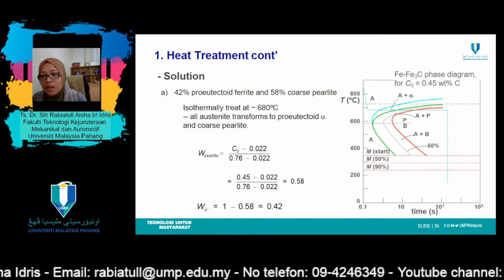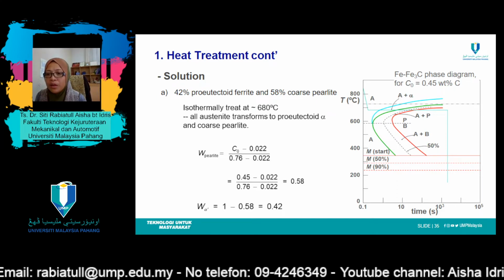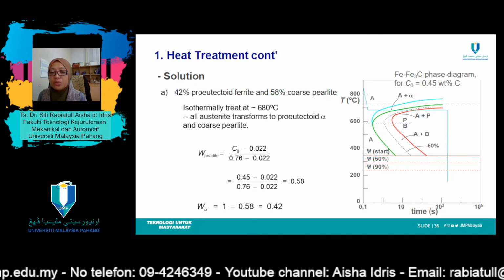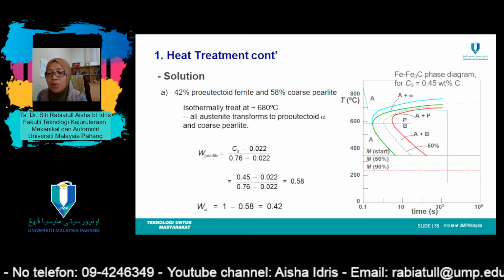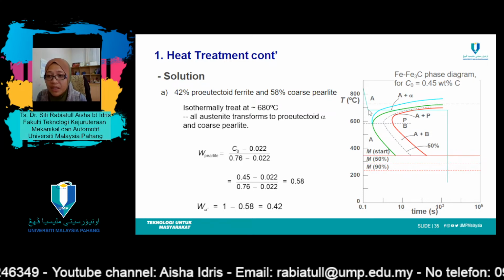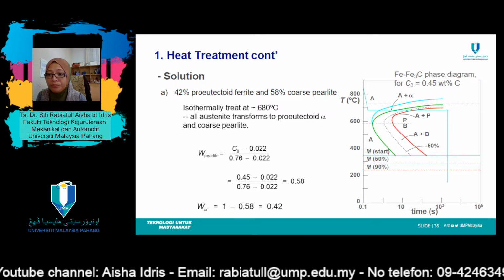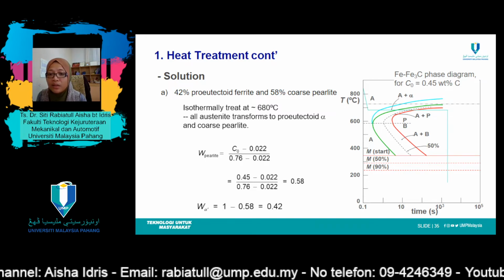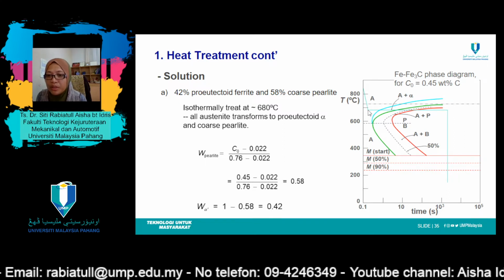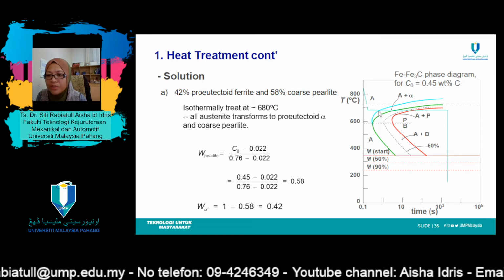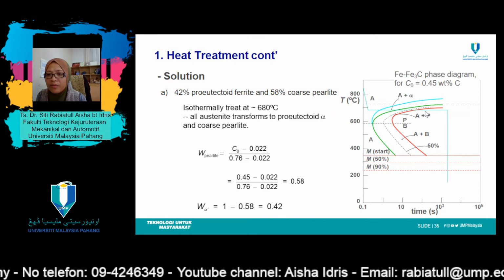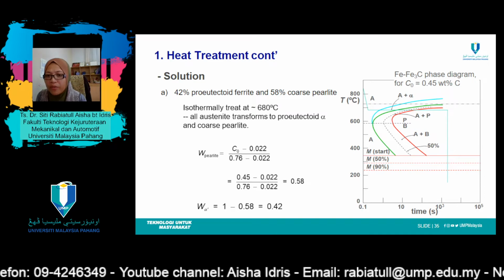Which is 0.58 and 0.42 weight fraction. So from there, we know that the specimen can be isothermally treated below the austenite temperature, which is 680 degrees C over here, because we want to produce coarse pearlite and pro-eutectoid ferrite. Okay, so cool it over here and hold the temperature until it reaches this point, which is pro-eutectoid alpha ferrite and coarse pearlite.